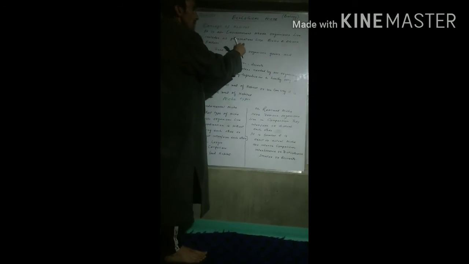Hello students, in this section we are going to discuss the ecological niche concept in ecology. So first we should know the concept of habitat. What is habitat? It is an environment where organisms live, and it includes all parameters like biotic and abiotic factors.